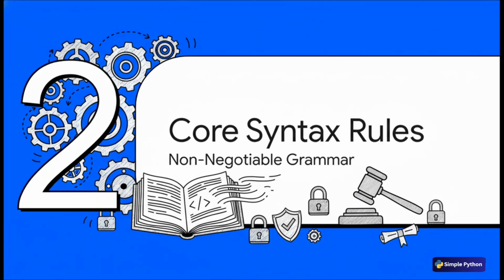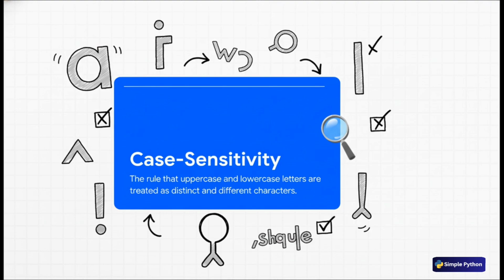Okay, so now we know how Python reads. Let's talk about the specific grammar rules it expects you to follow. Think of these as the non-negotiable laws of the Python universe. The very first rule is super simple, but it's absolutely critical. In Python, the case of your letters matters a lot.